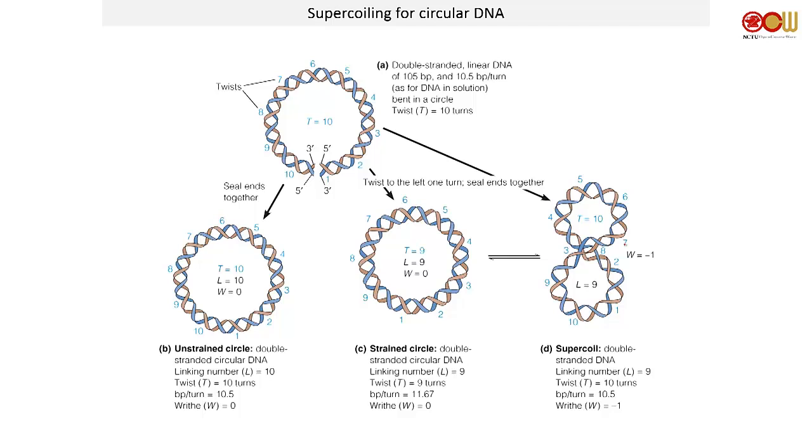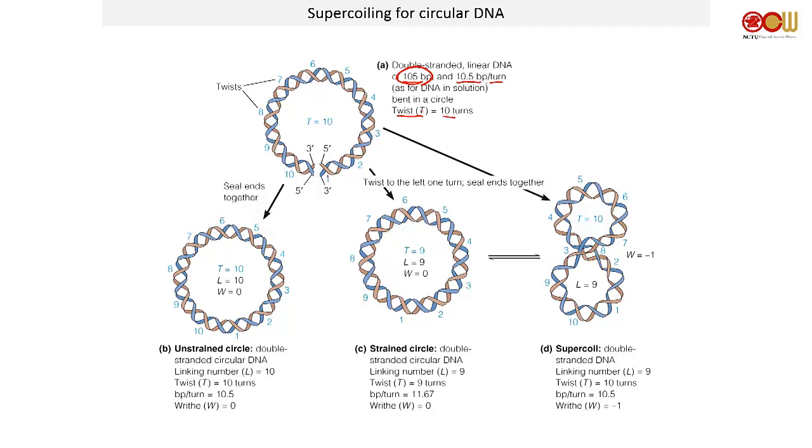So supercoiling is like this. Let's say you have a double-stranded linear DNA of 105 base pairs. Assuming B form DNA, you have 10.5 base pairs per turn. And then you roll them into a little circle. That will give you roughly 10 turns because you have 105 base pairs, and since it's 10.5 base pairs per turn, you have 10 turns. This is what we call twist in a circular DNA.